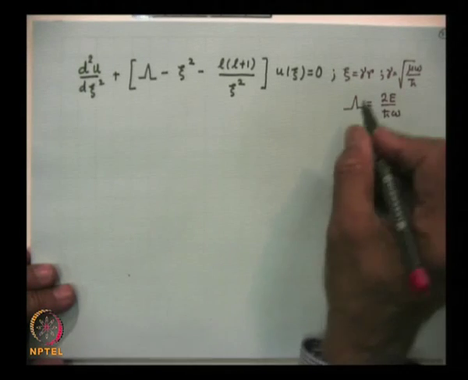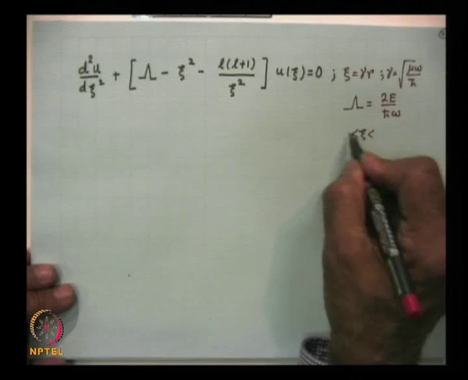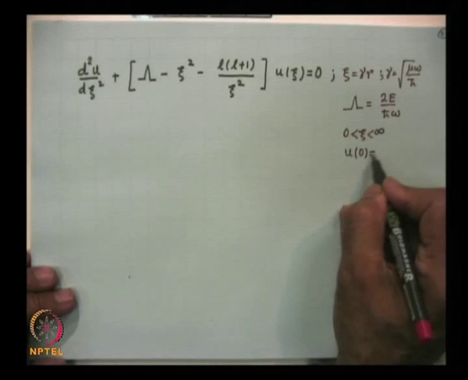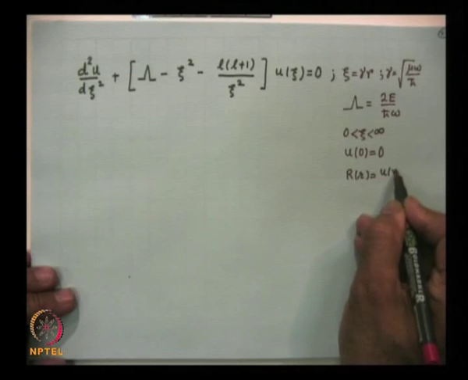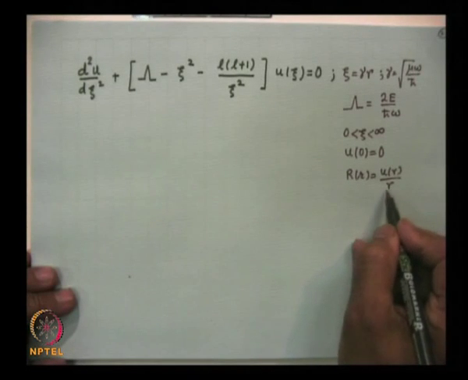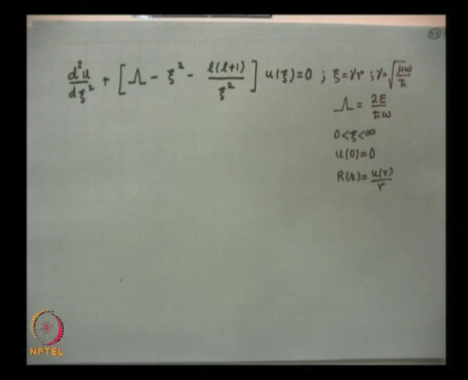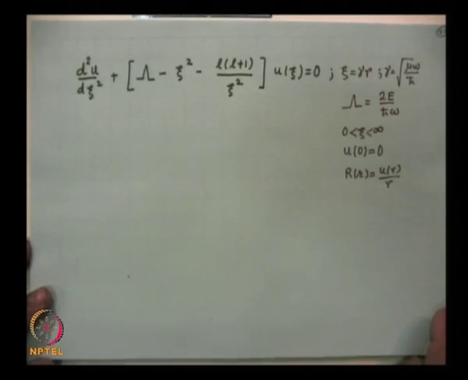You must remember that xi now goes from 0 to infinity, and of course, u of 0 will be 0, because at the origin you have R of r is equal to u of r by r. So, at r equal to 0, u of 0 will be 0. These are the boundary conditions, and u of infinity is 0. Now, we use the same trick, same methodology as we had used in the hydrogen atom problem.